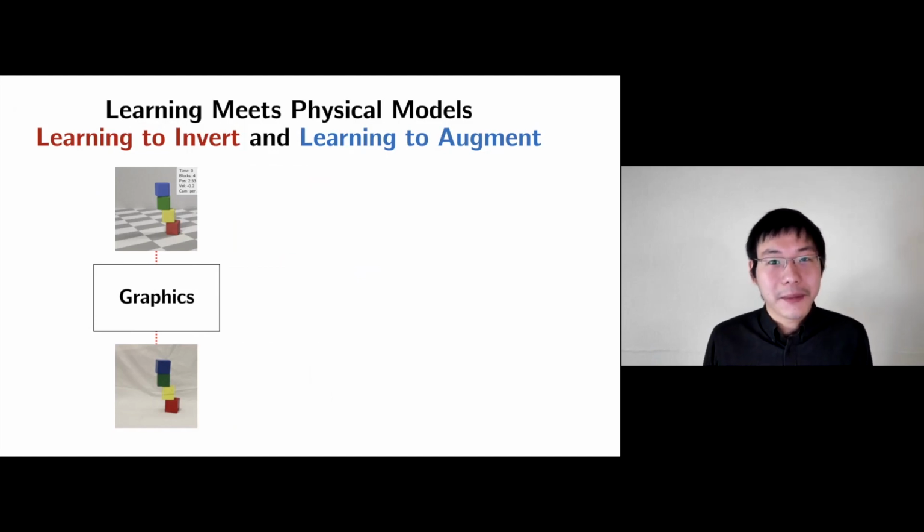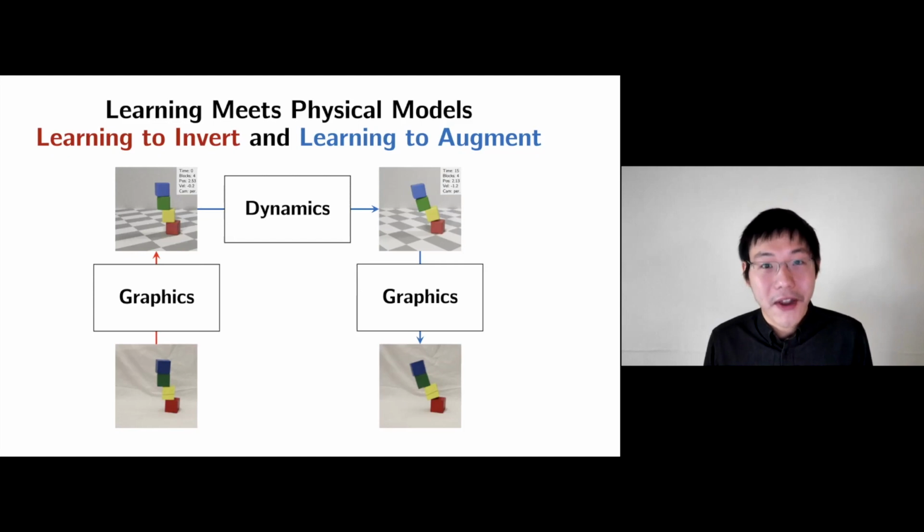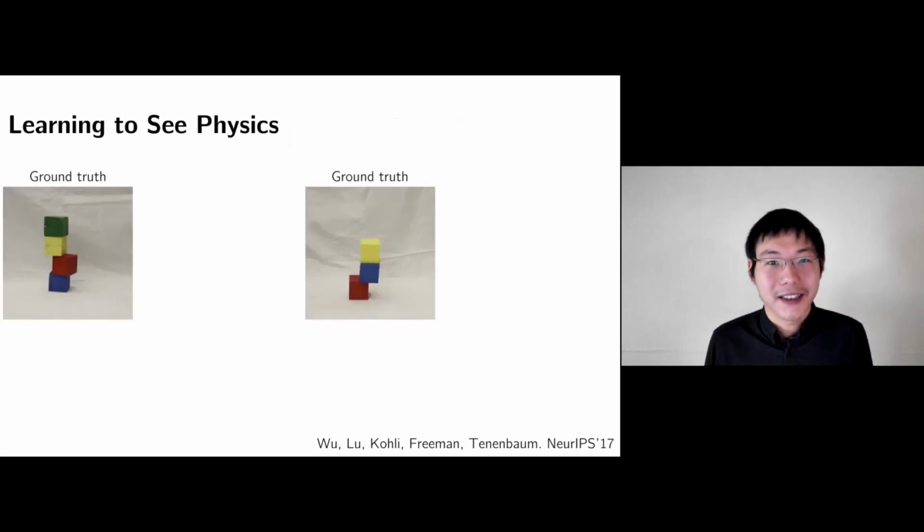A straightforward approach is to first invert graphics, right? Learning to invert the graphics and then estimate object geometry and their positions. And then I just directly send it into an off-the-shelf existing dynamics model, like a physics simulator. The physics engine can simulate what's going to happen in the future. And then I can send it back to the graphics engine to render what's going to happen in the future. So, based on this idea, we actually built a system that does that.